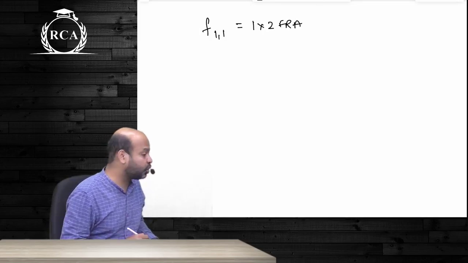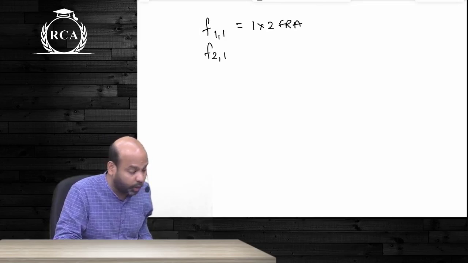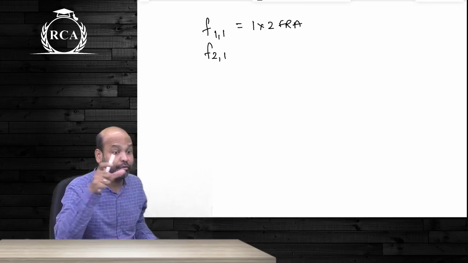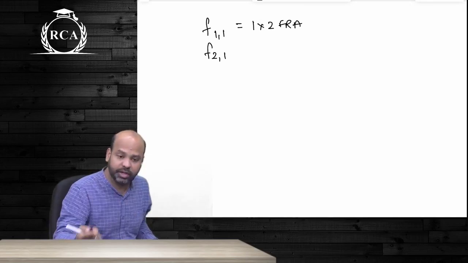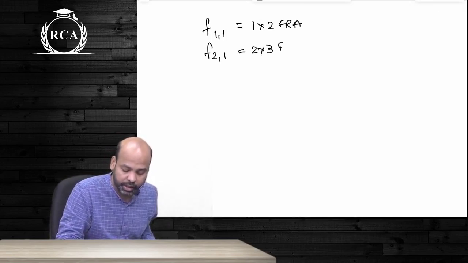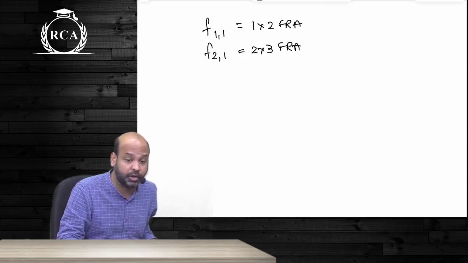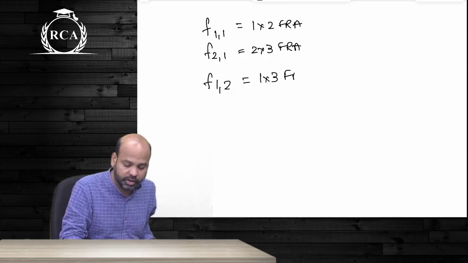If they ask us to compute forward rate for third year, it is F21. After 2 years for 1 year. Forward rate for third year is only for 1 year. So that is why after 2 years for a span of 1 year. That will become 2 cross 3 FRA. If they mention forward rate after 1 year but for 2 years, F12, which will become 1 cross 3 FRA.